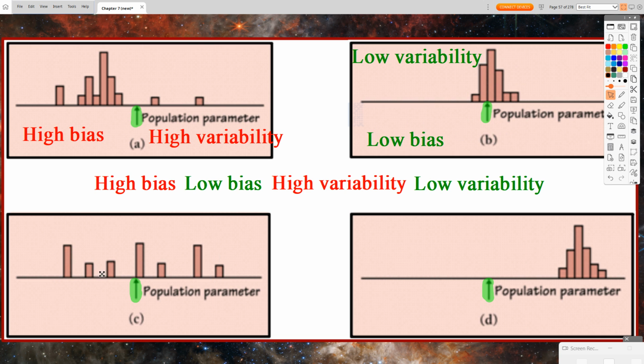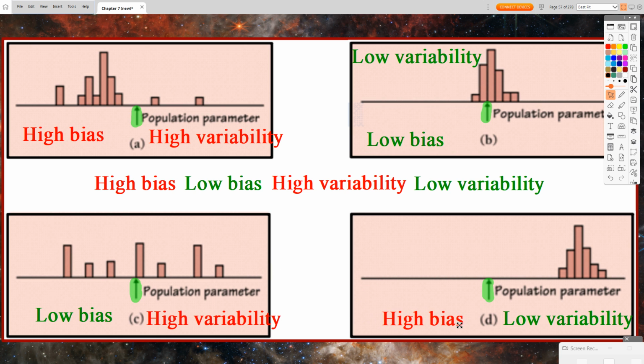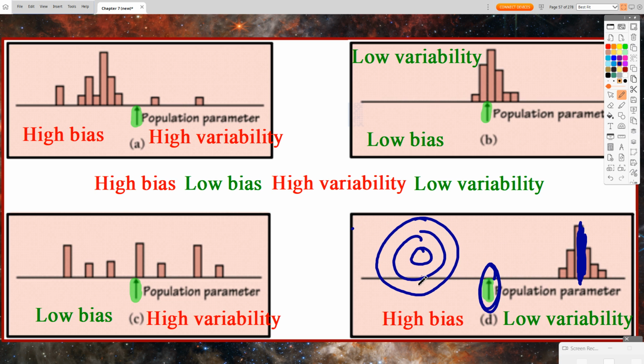Now for C, here I can automatically see we've got high variability. We have a very spread out sampling distribution. In terms of bias, though, I would say the center of this sampling distribution is roughly around the population parameter. So we are centered on our population parameter, but we've got too much variability, too much spread. And then for D, you can see that we've got low variability. We have very little spread, but we are off center. We have high bias. We're supposed to be centered right here, but instead we're centered way over here. This was like that example of the target where the shots were all off center, but really consistent with each other.